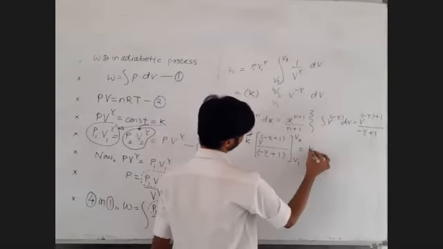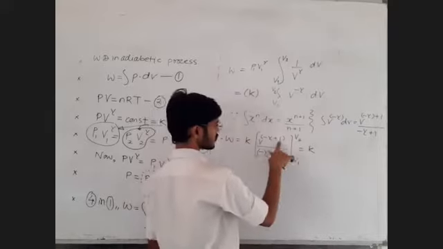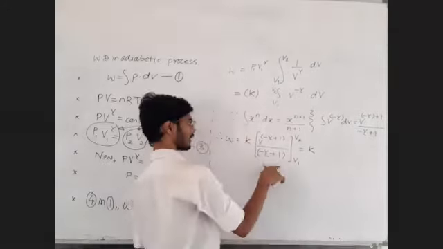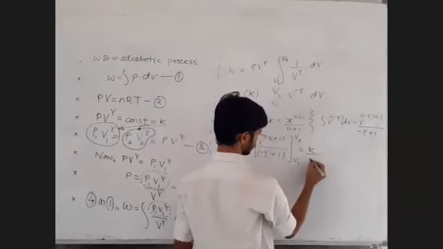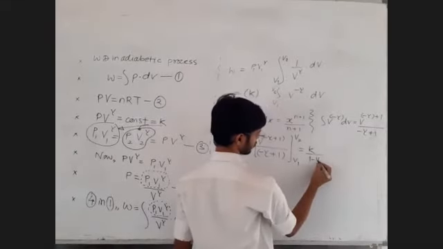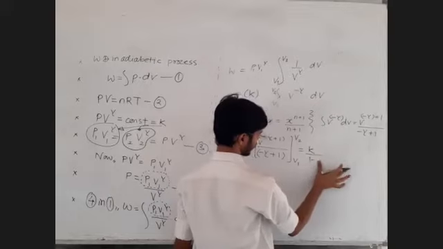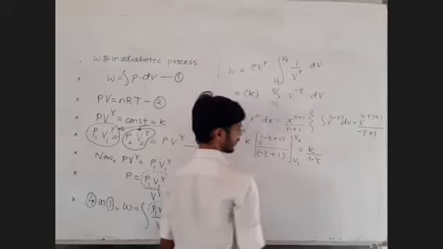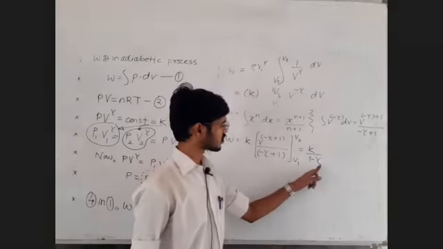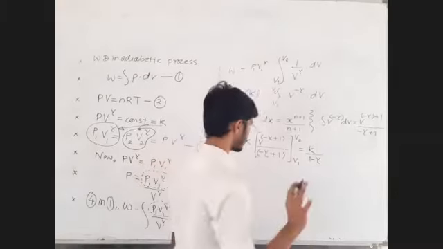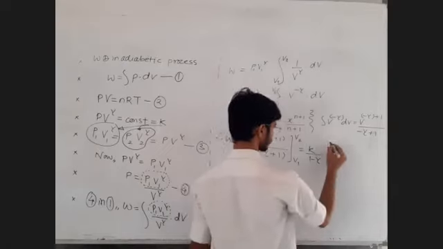So it will be K as it is. This 1 minus gamma, this 1 minus gamma, this 1 minus gamma can be taken out of the bracket. It's a constant. So 1 minus gamma. Now you know that I generally don't like the term 1 minus gamma. I like the term gamma minus 1 because I don't want to deal with the negative numbers. So I want that gamma minus 1. I will take care of it afterwards.